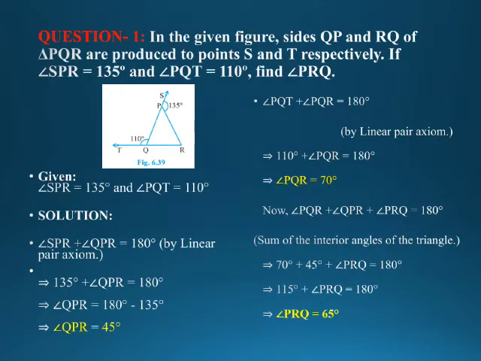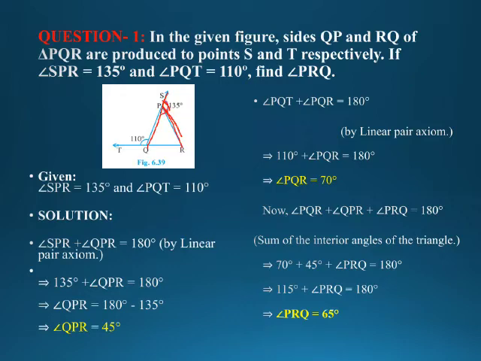First question. In the given figure, sides QP and RQ of triangle PQR are produced to points S and T respectively. If angle SPR equal to 135 degrees and angle PQT equal to 110 degrees, find angle PRQ. First we write the given: angle SPR equal to 135 degrees and angle PQT equal to 110 degrees. So first we take angle SPR, 135 degrees, plus angle QPR equal to 180 degrees.